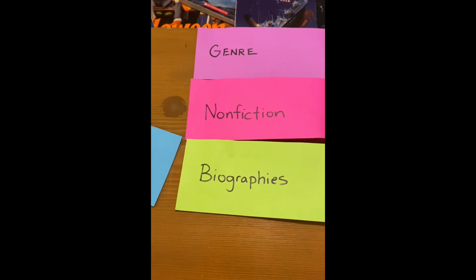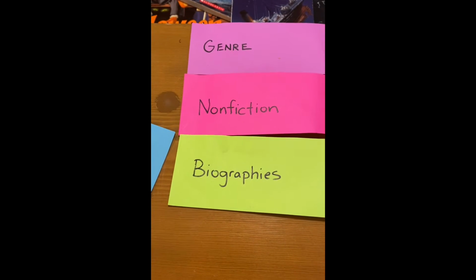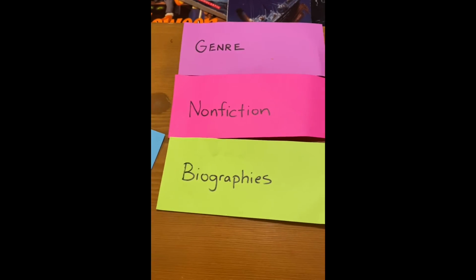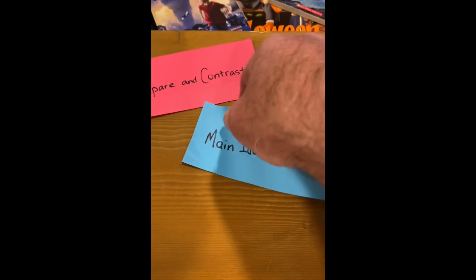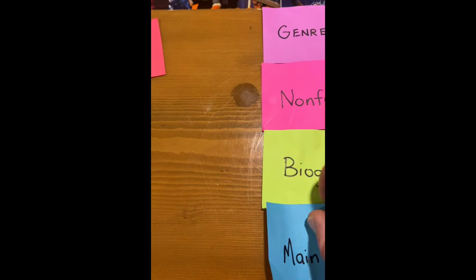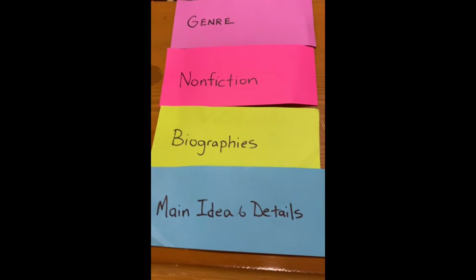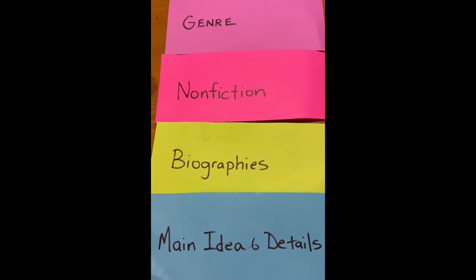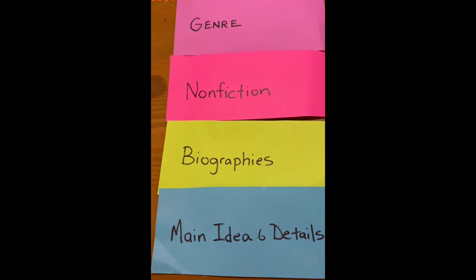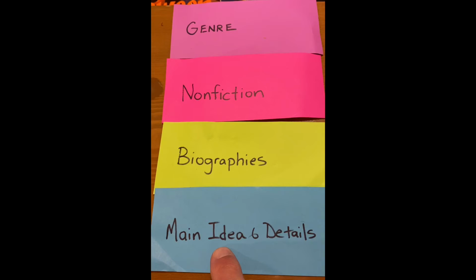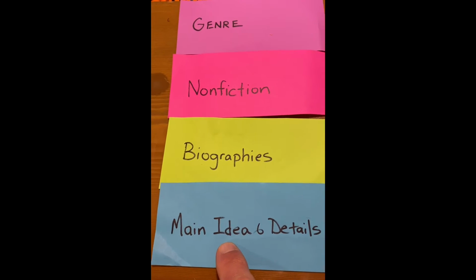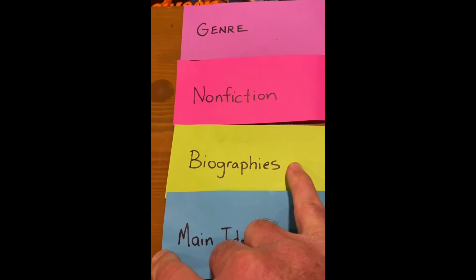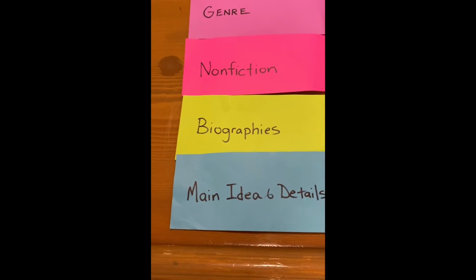In fact, we started to look at two different biographies about some baseball players. And once we started to look at those biographies, we then focused on what was the main ideas of those biographies. When we started to look at a page or a section, what was it mostly about? What were the main ideas and details on that page? And so within biographies, then we started to talk about main idea and details.